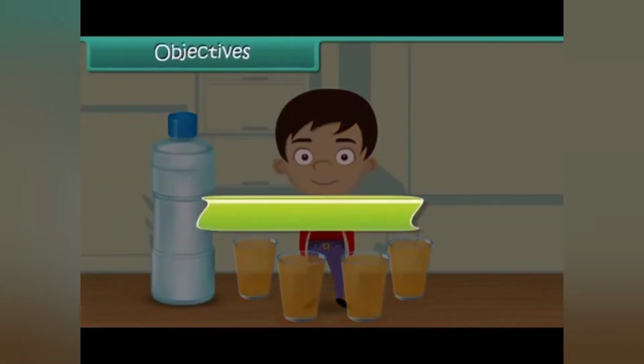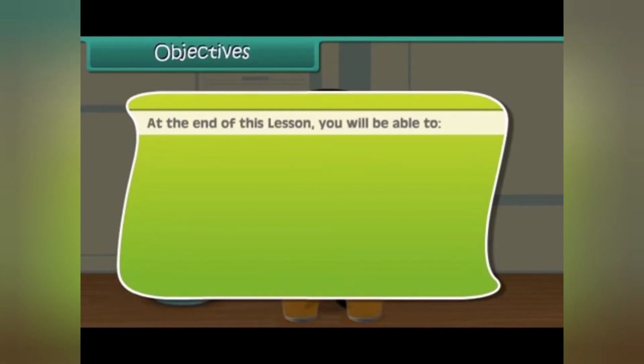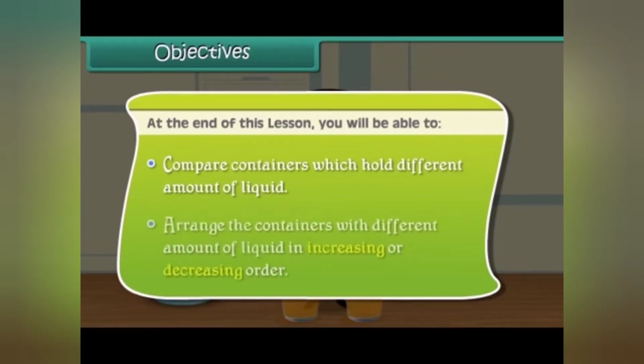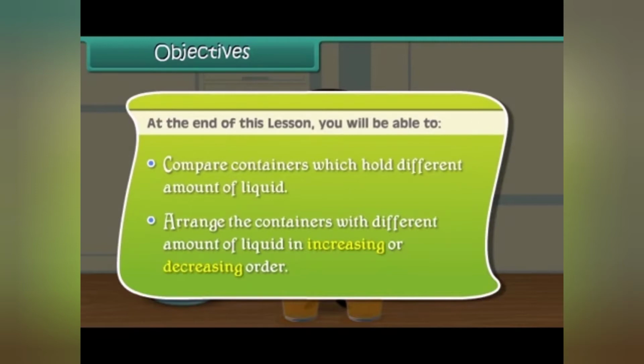Objectives. At the end of this lesson, you will be able to compare containers which hold different amount of liquid. Arrange the containers with different amount of liquid in increasing or decreasing order.